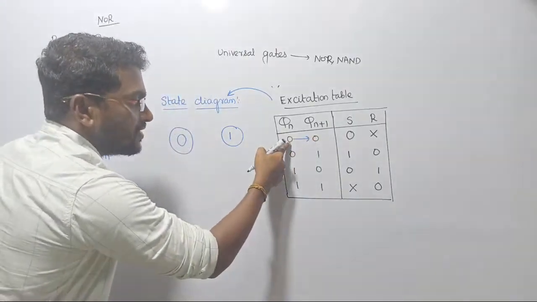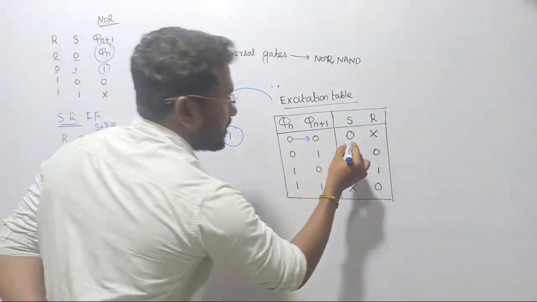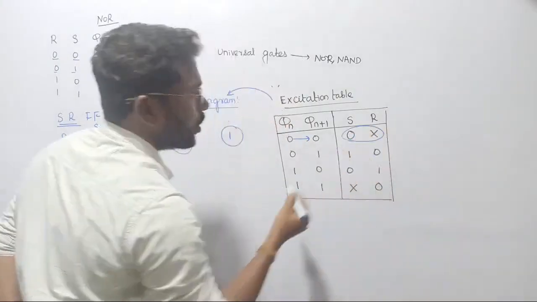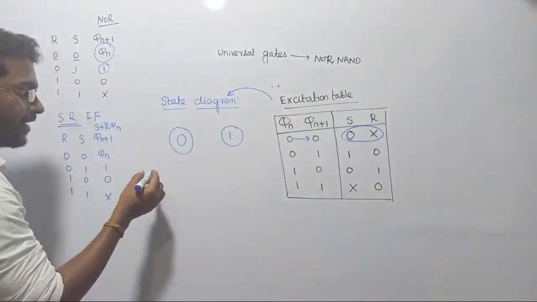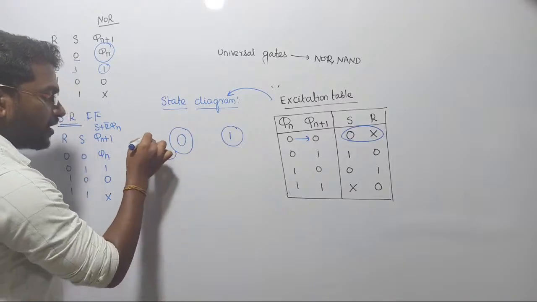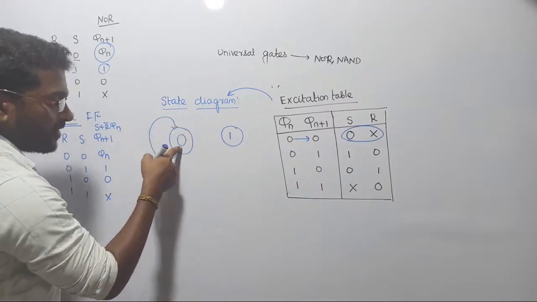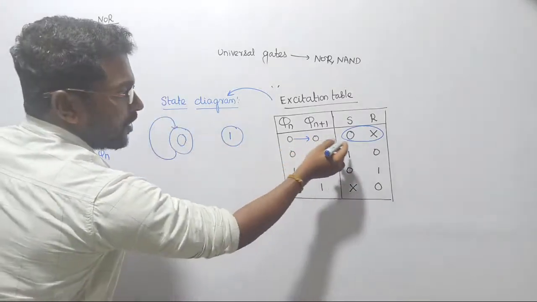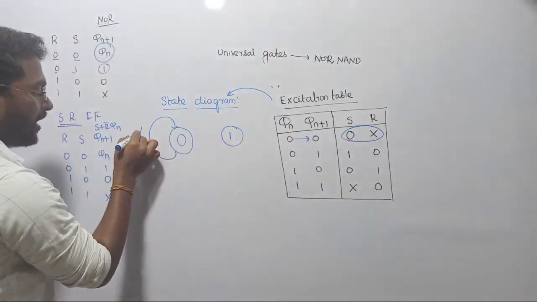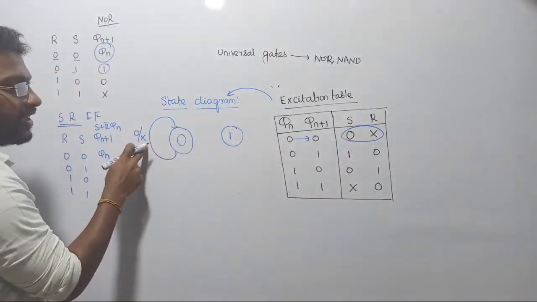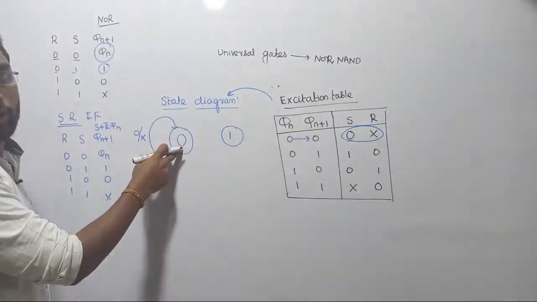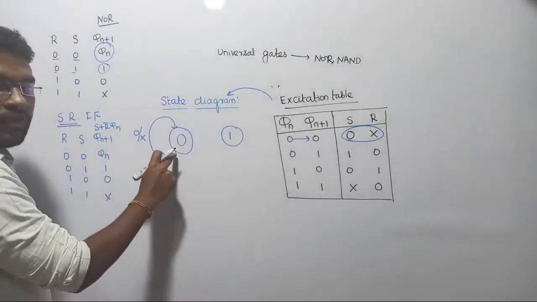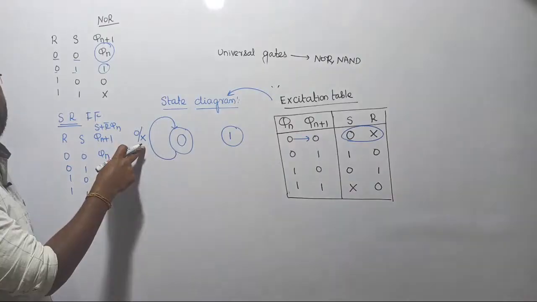Whenever your past is 0 and present also will become 0, its correspondent possible inputs are 0 by x. So let me write like this. See there, past is 0, present also will become 0. Whenever past is 0 and we are giving 0 by x as the input, present also will become 0. It means we are starting from here, we are ending here itself with the 0x as the inputs.